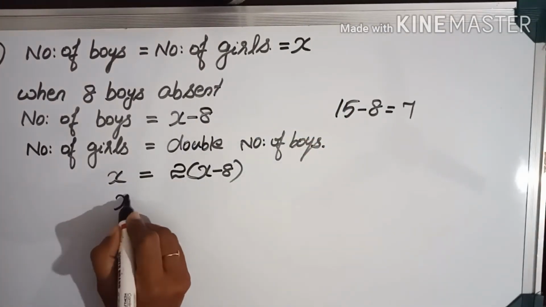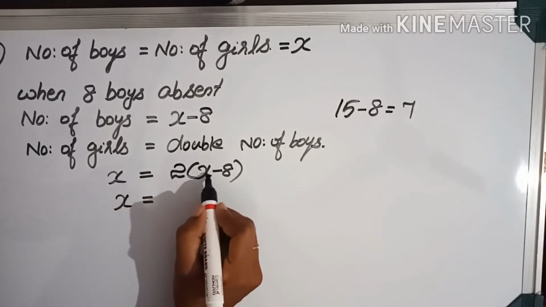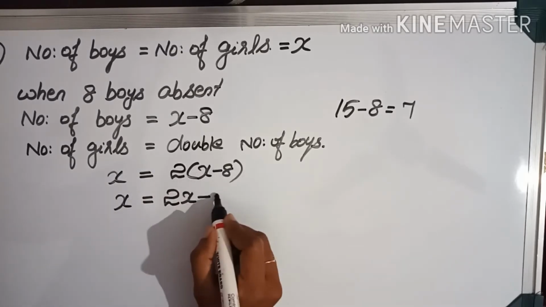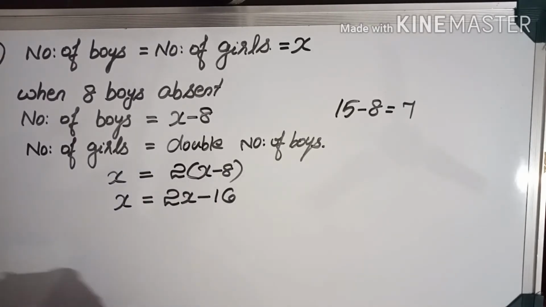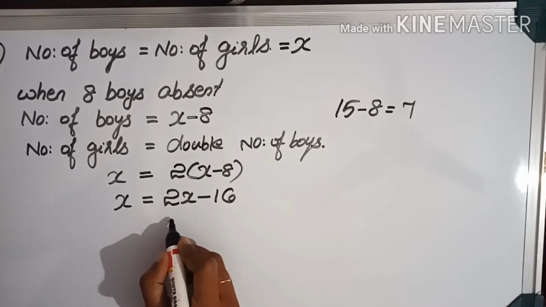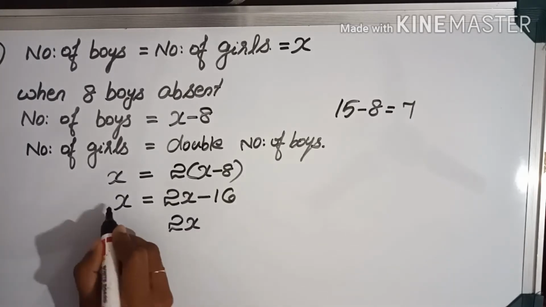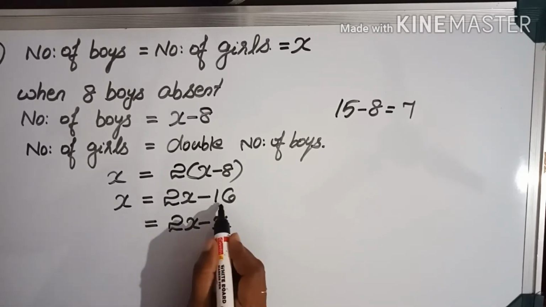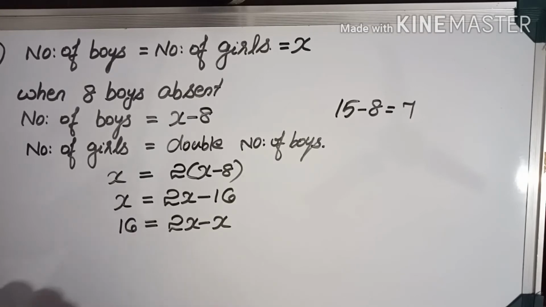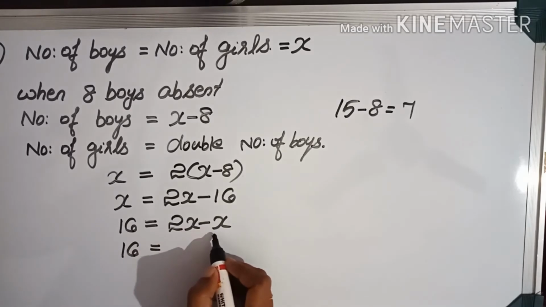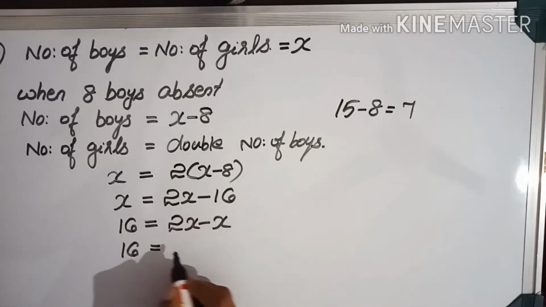So let's open the bracket. That is X is equal to 2 into x, that is 2x, and 2 into minus 8, so minus 16. Now in the next step, take this x to this side and minus 16 to this side. So 2x, the x comes to this side, it will be minus x, equal to what? Minus 16 to this side, that means plus 16. Now 2x minus x, from 2x we are subtracting 1x. So x equal to 16 is the answer.